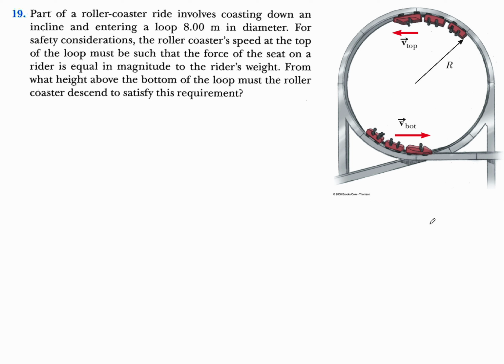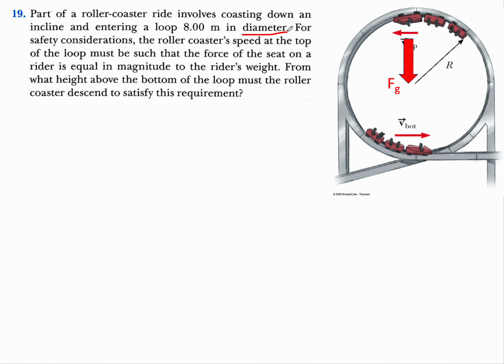So for number 19, we've got a roller coaster ride involving coasting down an incline and entering a loop that's 8 meters in diameter. Now be careful on that one. For safety considerations, the roller coaster speed at the top of the loop must be such that the force of the seat on a rider is equal to the rider's weight. From what height above the bottom of the loop must the coaster descend to satisfy this requirement?